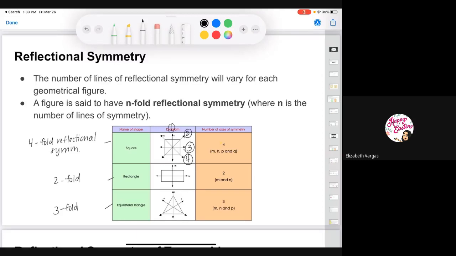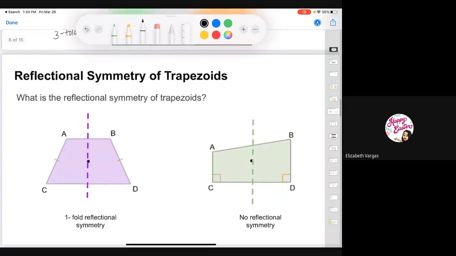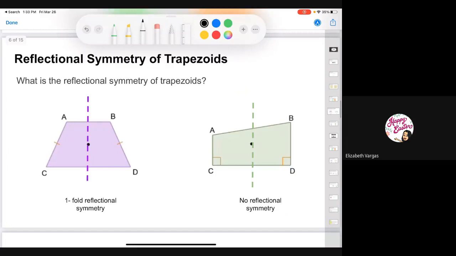Questions, concerns? Pretty straightforward. And so here's just some information about reflectional symmetry of trapezoids. Trapezoids tend to only have 1-fold reflectional symmetry, or absolutely none, because they can only really be mapped onto themselves about 1 line of symmetry, so 1-fold reflectional symmetry. Or they can have no reflectional symmetry like we see over here.